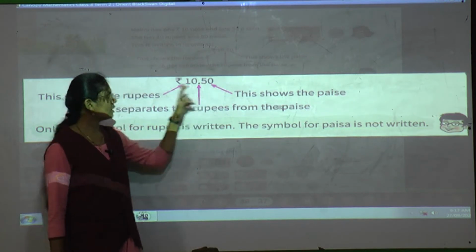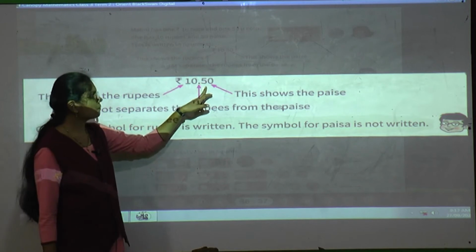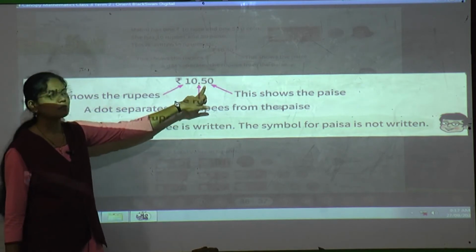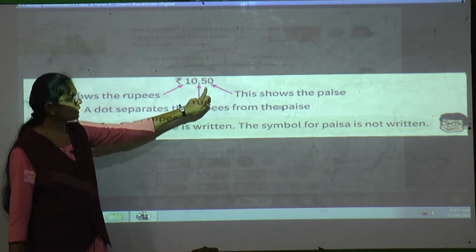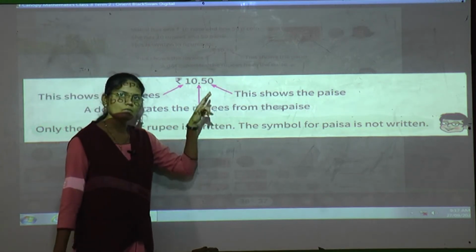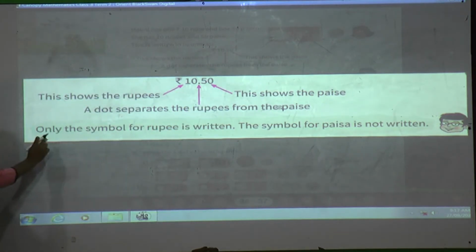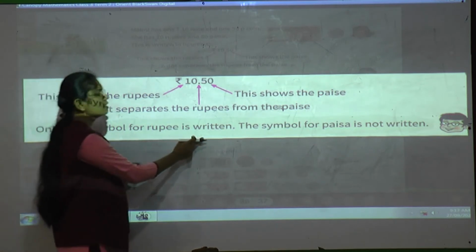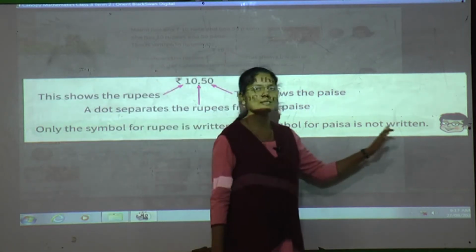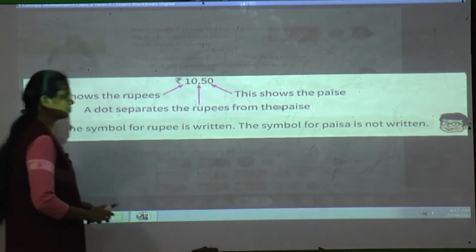Why? See here, rupees 10.50. This dot means what? It is paise. So no need to write again the symbol of paisa. Only the symbol for rupee is written. The symbol for paisa is not written.